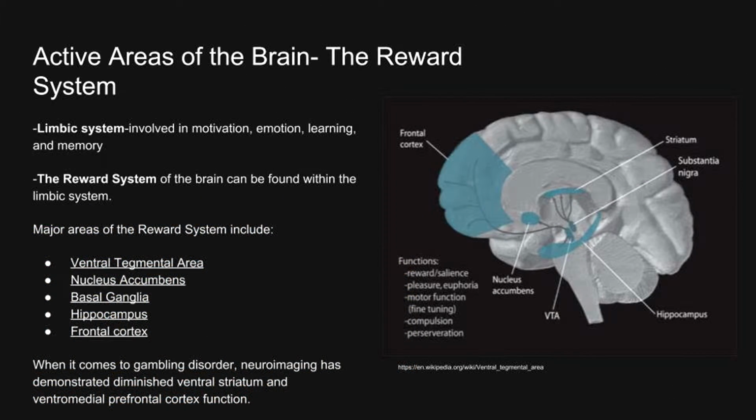These zombies aren't your typical horror film undead beings. The tech zombie brain is very much active and alive. The area of focus lies within a part of the limbic system called the mesolimbic dopamine system, or reward system. As we already know, the limbic system is involved in motivation, emotion, learning, and memory. Major areas of the reward system include the ventral tegmental area, nucleus accumbens, basal ganglia, hippocampus, and the frontal cortex.